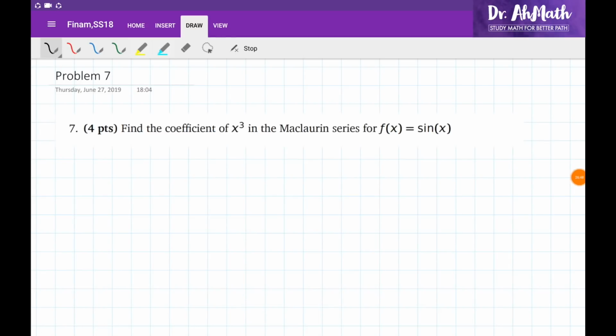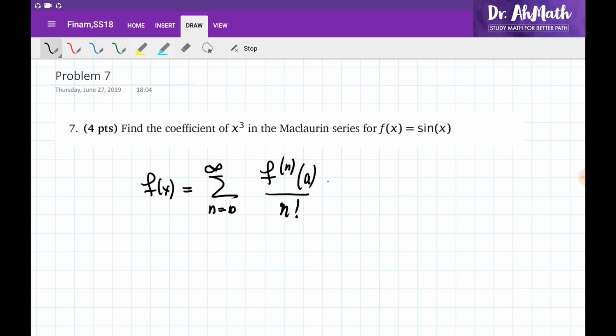So if we would like to express the function in terms of the Taylor series, we need to write this as f of x equal to the infinite sum, n goes from 0 to infinity, of the nth derivative of this function at some point a divided by n factorial, multiplied by x minus a to the power of n.